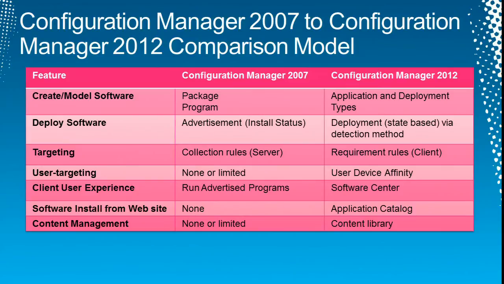And then content management, you put packages on DPs. That's really all you could do. You could redistribute, you could refresh, but that was about it. Now we have very rich content libraries, single instance store, automatic health validation, and state-based groups. You can associate DP groups with collections, so whenever you target the collection, say distribute this software to this collection, it goes to all the DPs in the associated group automatically. So a lot of cool things there.